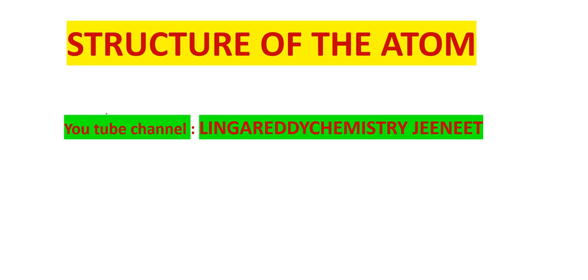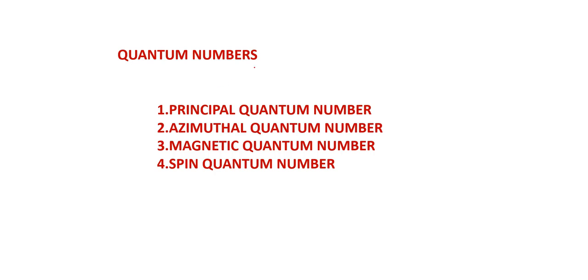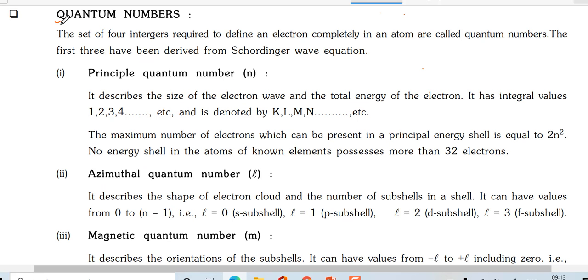Structure of the atom. Today's main topic is quantum numbers. In quantum numbers, mainly four quantum numbers are there: principal quantum number, azimuthal quantum number, magnetic quantum number and spin quantum number. What are the quantum numbers?